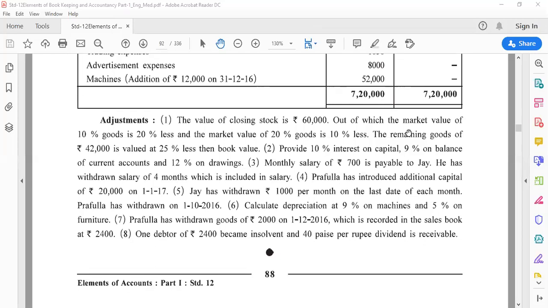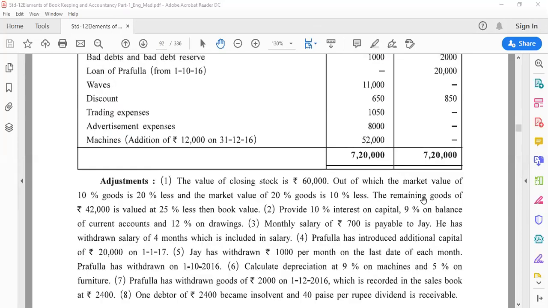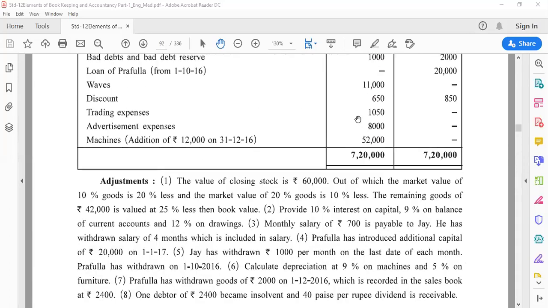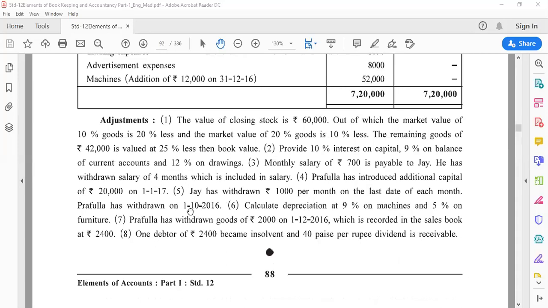After completing this fourth adjustment, fourth and second parallelly, fifth adjustment, Jai has withdrawn 1,000 per month on the last date of each month. Chapter number first, topic interest on drawing, right? While Prafulla has withdrawn on 1/10/16. So let's see the drawings. Drawings of Jai is 12,000. It is obvious, 1,000 each month into 12 months, 12,000. And for Prafulla, it is 16,000. Prafulla withdraws 16,000 at once on 1/10/16. So let's calculate interest on drawing, which is at 12%. Please keep in mind.